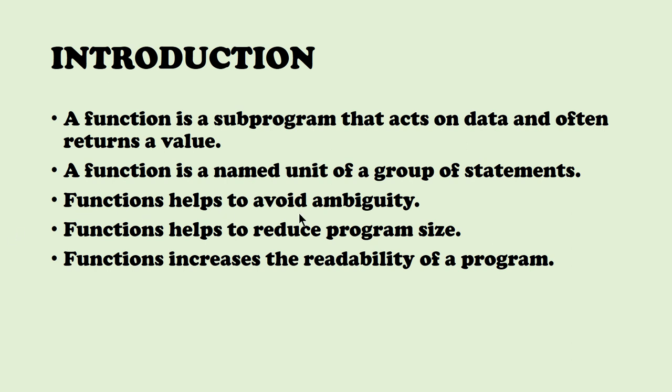Functions help to avoid ambiguity. So what do you mean by ambiguity? When you write thousands of lines of code, it is very difficult to manage, and error checking and verification every time will become a very tedious job. If you use small functions in your program, then it is very easy to maintain a particular set of statements. In that way it helps you to avoid ambiguity.